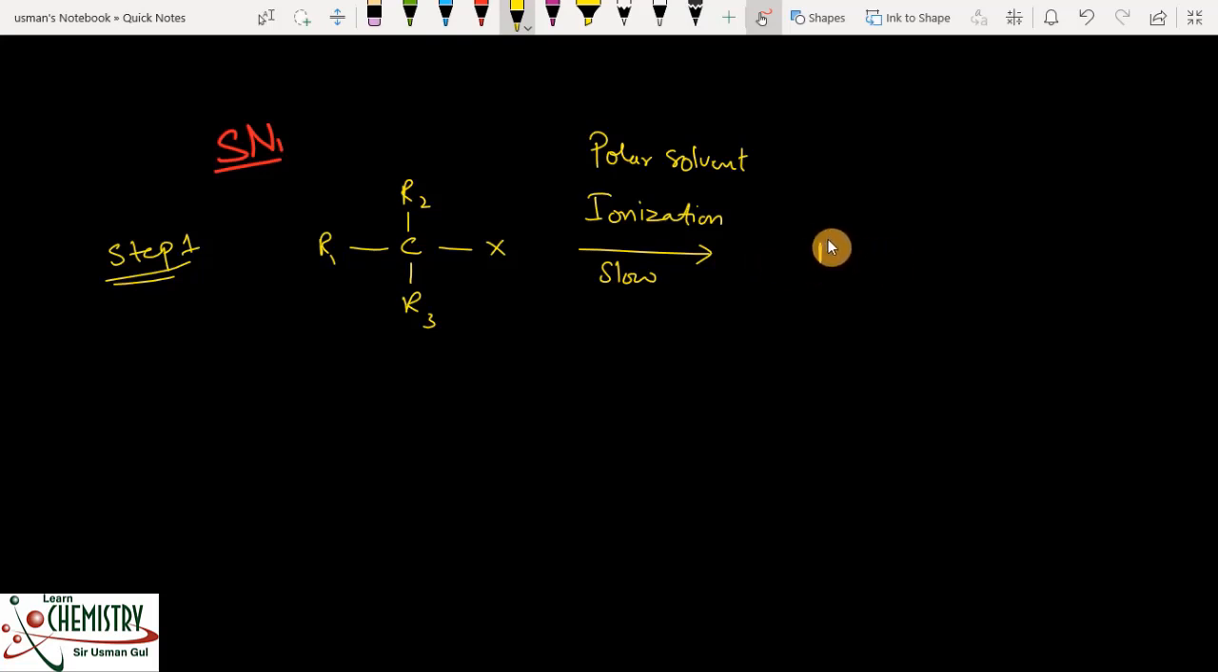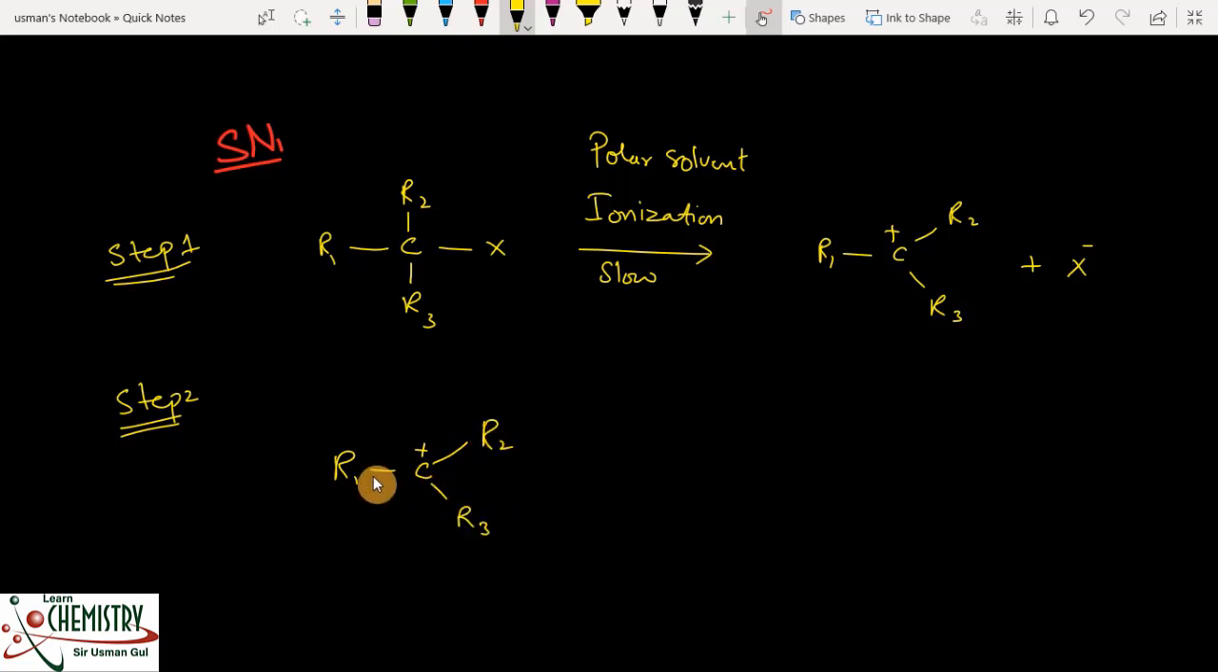So we will get our carbocation and the halide ion. This was the first step. Now in the second step, the nucleophile will attack this carbocation. Let me draw this carbocation again, with R1, R2, R3.